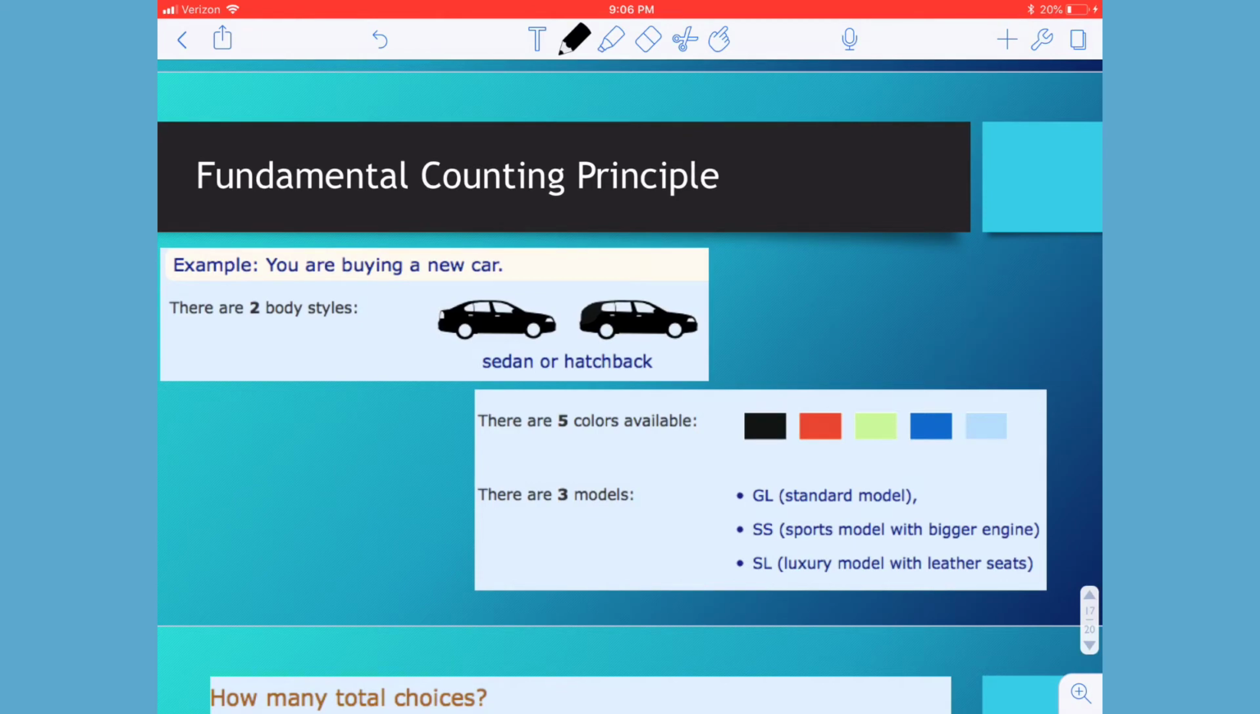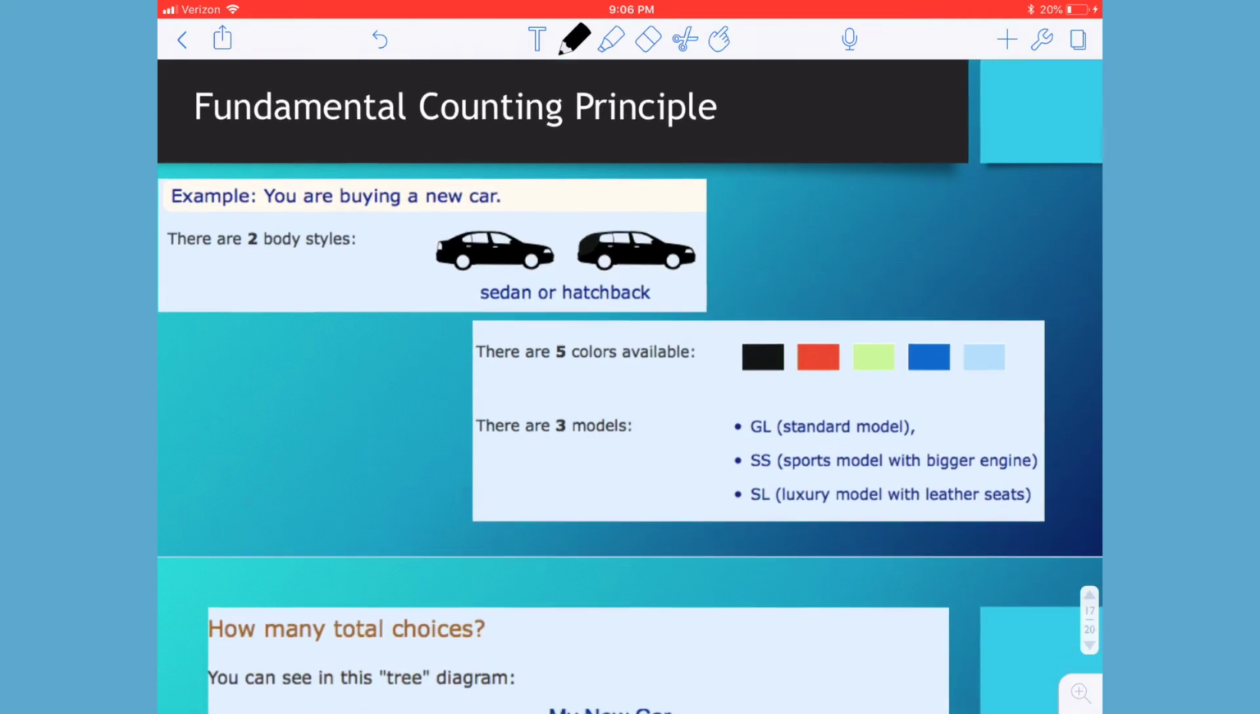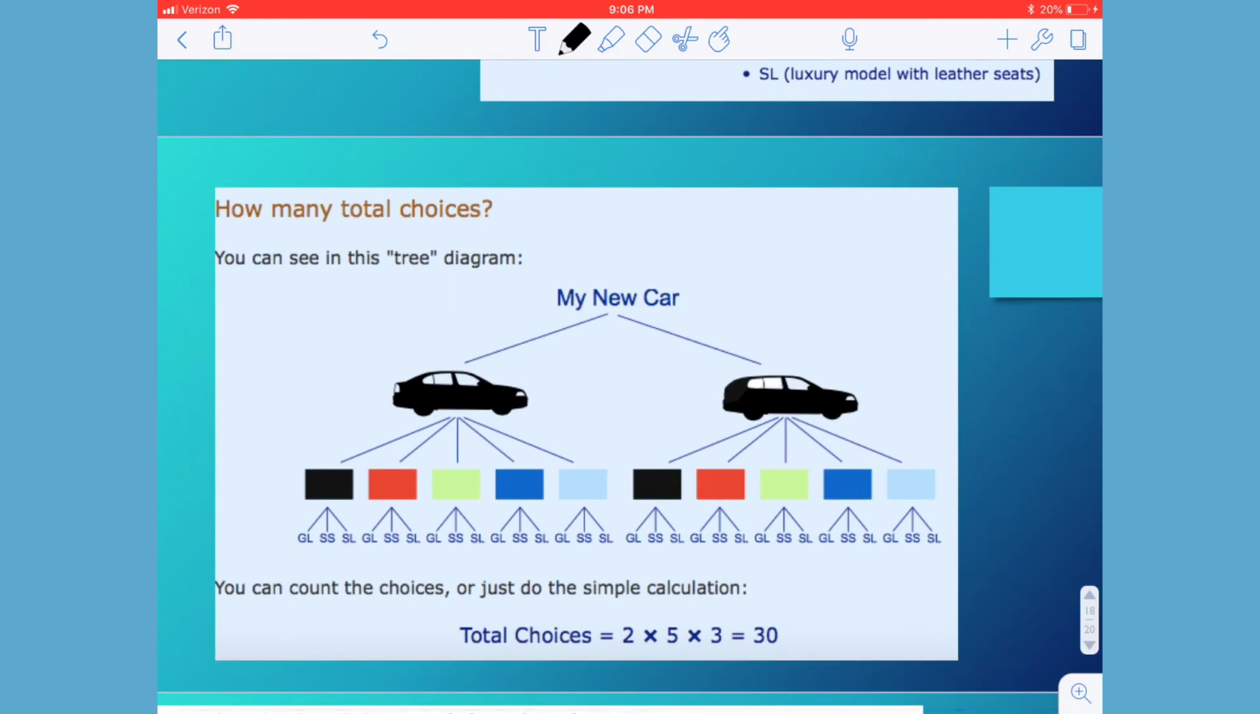A little more complex, you're buying a new car. There's 2 body styles, sedan or hatchback. Then there's 5 colors. Then there's 3 models. So how many total choices do you have? So you got your new car. You can either have the sedan or the hatchback. Then each of those has the color options, and then each of those has the model, right? So that's a lot of different options to sit there and try to figure out by hand. So instead, you can say, all right, sedan or hatchback, that's 2 times 5 different colors times 3 different models. There are going to be 30 unique choices.